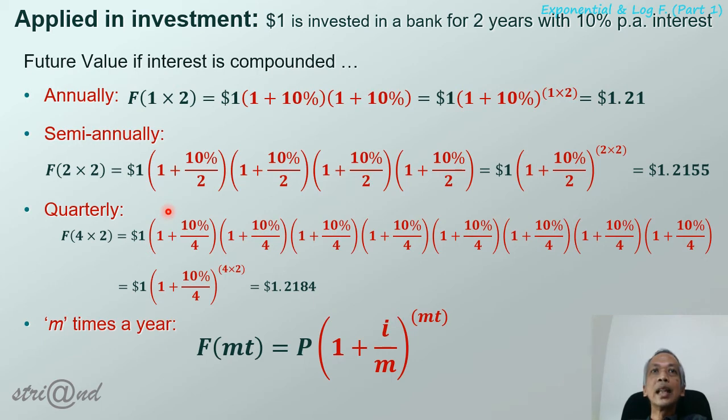And then the next 6 months will be the value after 6 months times 1 plus 10% divided by 2. Again, in the first 6 months of the second year, should be calculated again by 1 plus 10% divided by 2. And then at the end of the 2 years period, it would be calculated again by 1 plus 10% divided by 2.